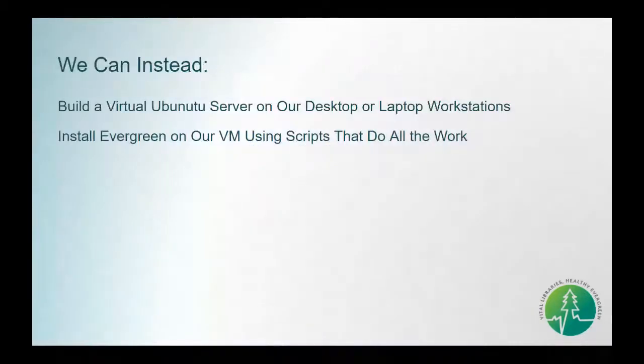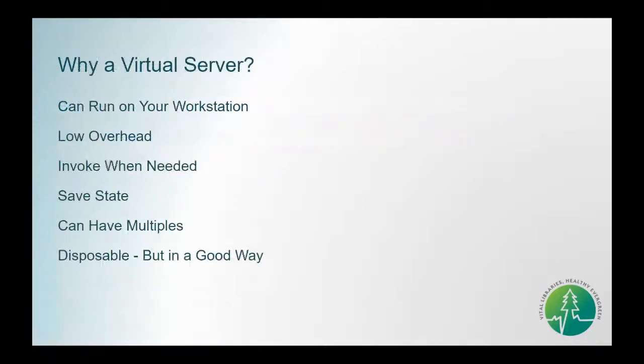What we're going to do instead is build a virtual Ubuntu server on our desktop or laptop. For me, it's the same machine that I use to do my daily work. It does not have to be. And then we're going to install Evergreen on the VM, virtual machine, that we just built using scripts that are made to do all the hard work. So why do we want to use a virtual server? Because you can run it on your workstation. You don't need a special piece of equipment. Well, we'll talk a little bit about how special it needs to be. Low overhead.